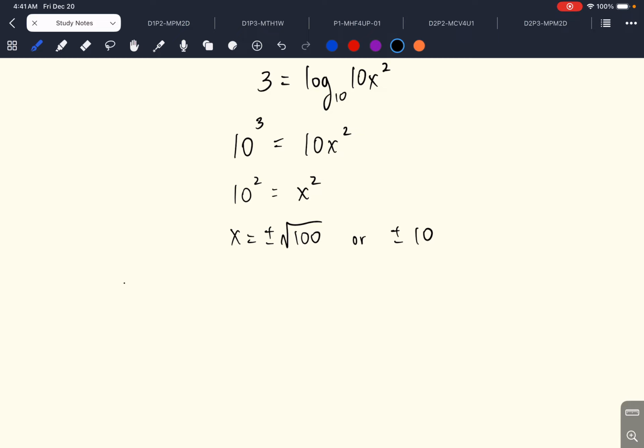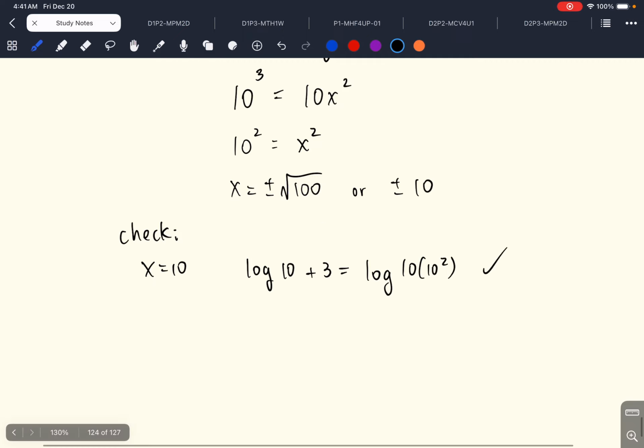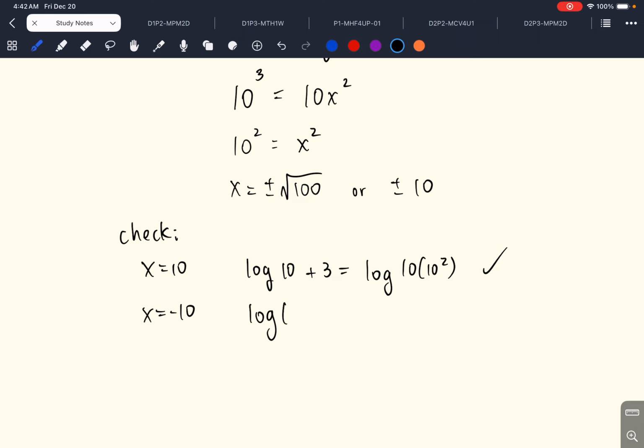If you do your checking step, if you tried x equals 10, we get log of 10 plus 3 equals log of 10 times 10 squared. Okay, valid. If you tried x equals negative 10, well, now we have a problem, because we have a log of negative 10 plus 3. This part here is invalid. So we have an extraneous root. Okay, so our only solution is x equals 10.